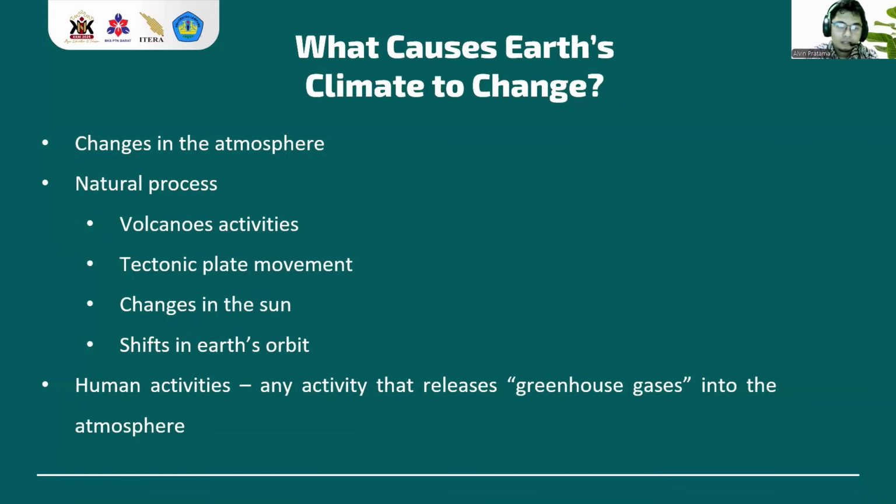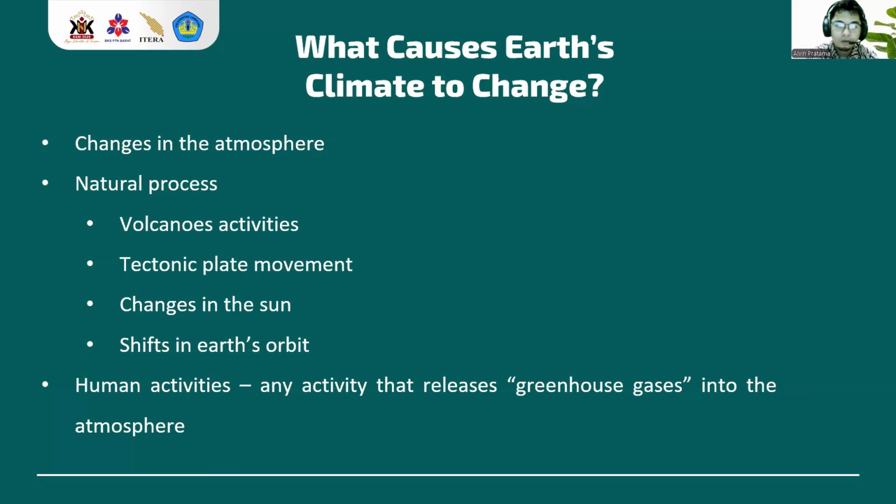And next, let's discuss what actually causes the Earth's climate to change. The first, you can see, is change in the atmosphere, which plays a major role. The composition of gases in our atmosphere determines how much heat is trapped and how much escapes into space. An increase in greenhouse gases like carbon dioxide and methane leads to more heat being retained, which raises the Earth's average temperature.